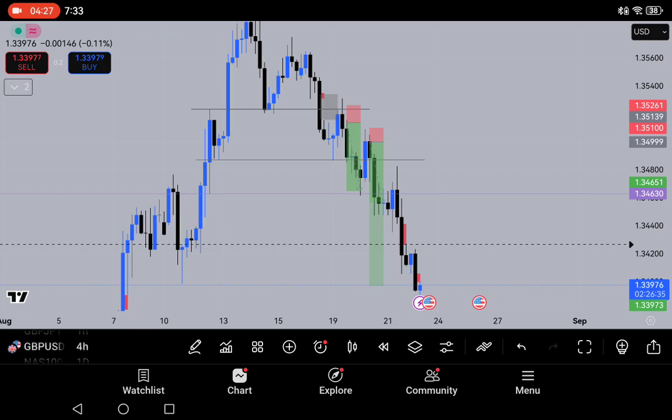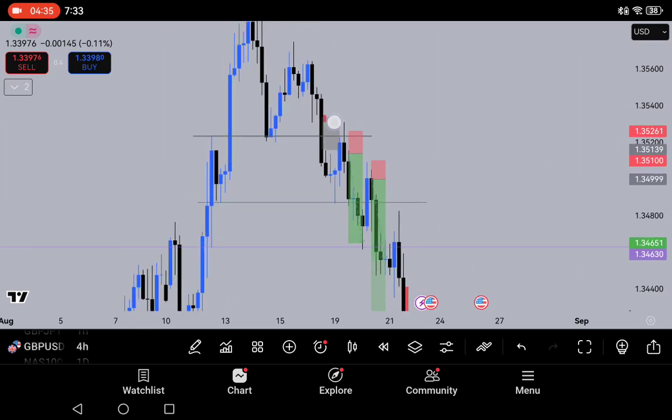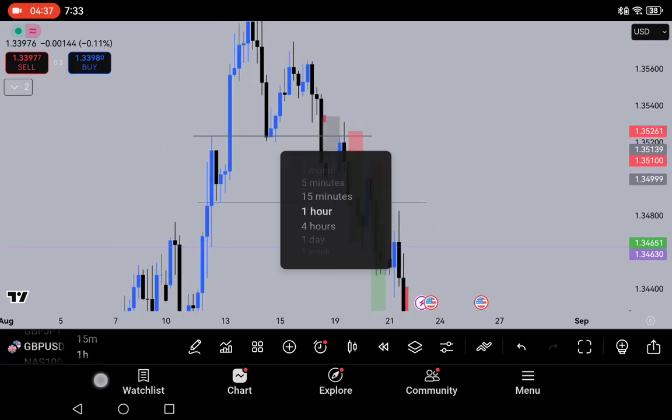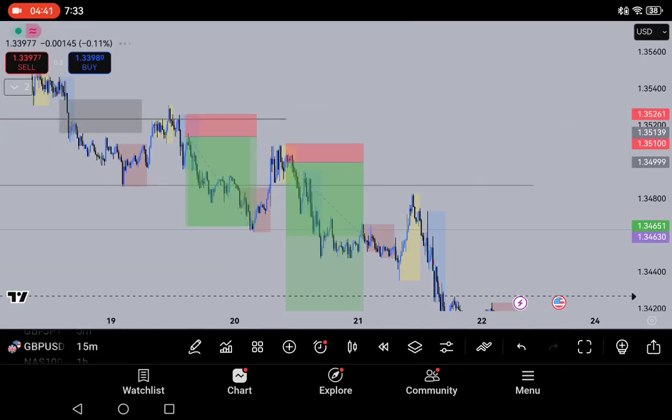But due to my risk to reward of 1 to 4, I decided not to take my TP on that low. Now when price came into this high, this FVG here, let's go to 15 minutes and see how I got into that trade.